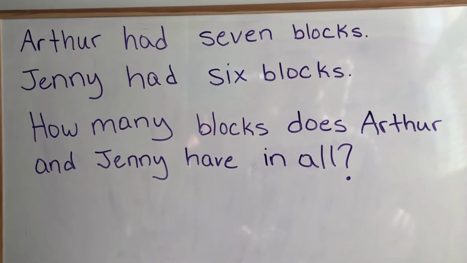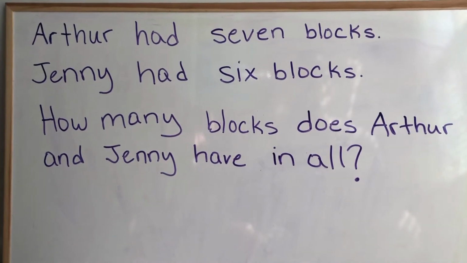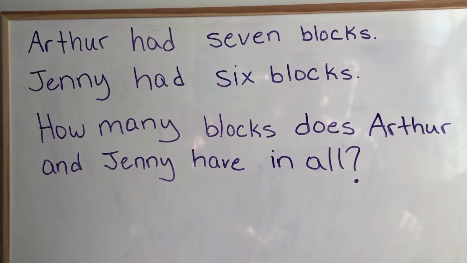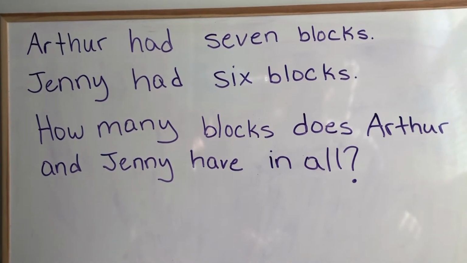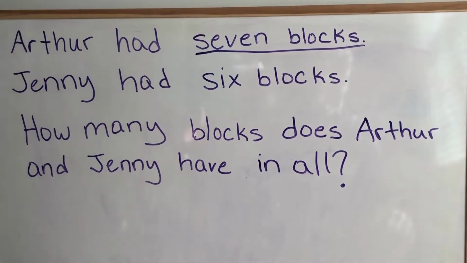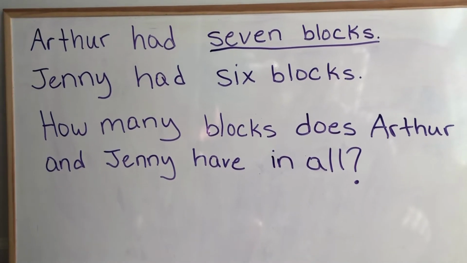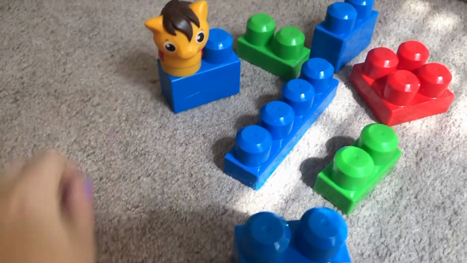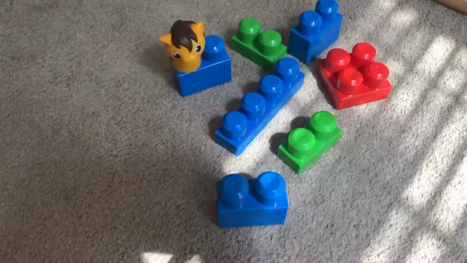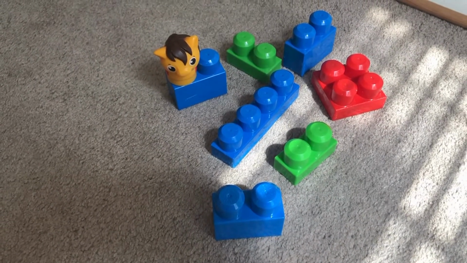We'll start with our first sentence. Arthur had 7 blocks. Okay, this seems like an important fact, so let's go ahead and underline 7 blocks because that's an amount. So I have 7 blocks underlined, and then I have Arthur over here, and he's my little horse right here, and he is helping us with the visual, so he has 7 blocks.